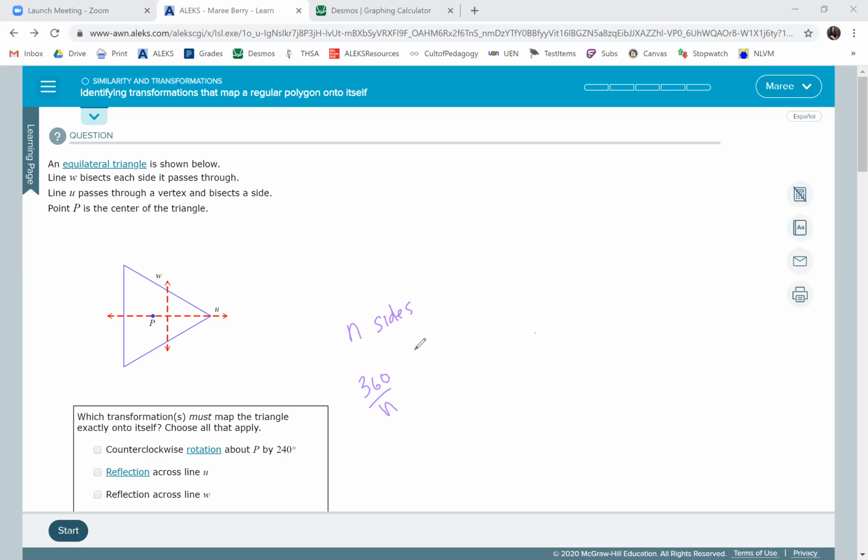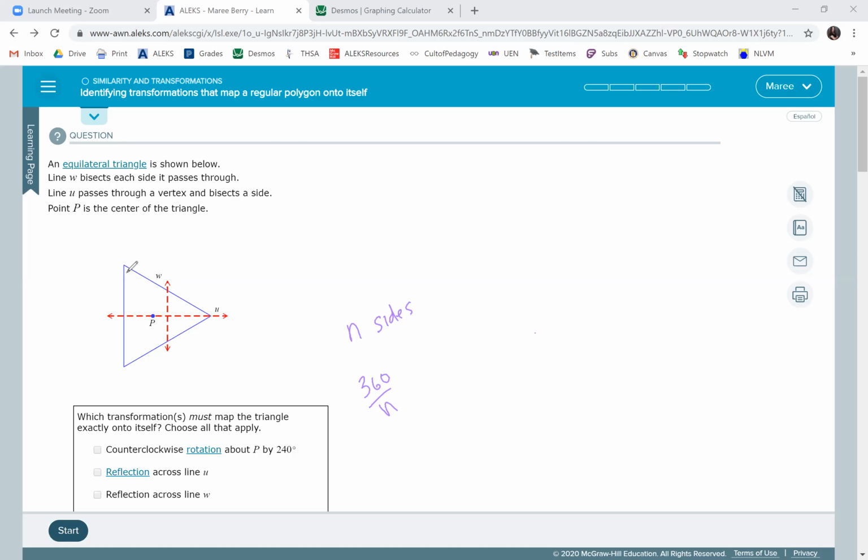whatever number you get, how do we say this? If you rotate the figure a number of degrees that is divisible by the number you get, then it will work. So for instance, let me show you an example.